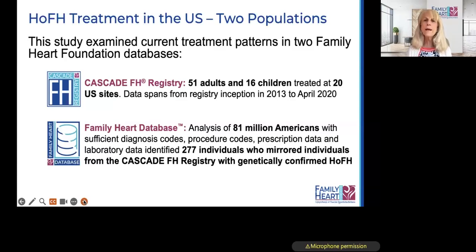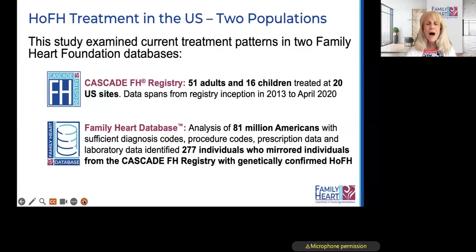That was a point where we paused the registry for a short while due to the height of the COVID pandemic. So at that data cut point, we had 51 adults and 16 children. We chose to analyze the adults and children separately, and you'll see why. Of our 40 Cascade registry sites, 20 provided information on patients with homozygous FH, and that's what will be the focus of this discussion tonight.